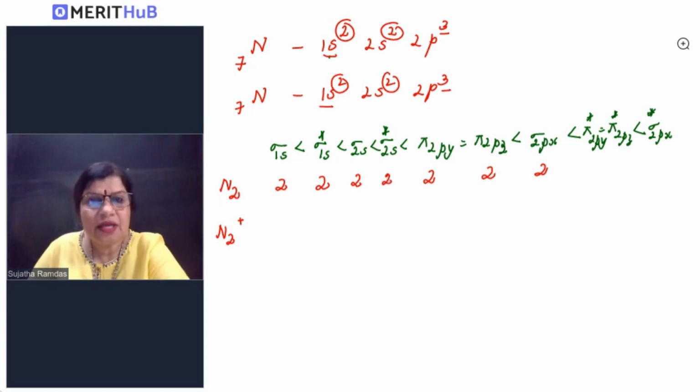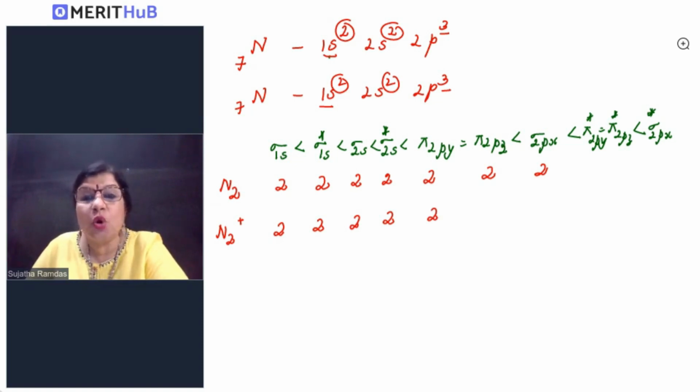As we discussed for nitrogen, 2 electrons fill up sigma 1s, 2 will fill up sigma star 1s, 2 will fill up sigma 2s, 2 in sigma star 2s. Okay, so now we have accounted for 8 electrons. We need to accommodate 5 more electrons in the available molecular orbitals. So if this is 2, this also has to be 2 because these are degenerate orbitals. 2 plus 2 plus 1. So we removed 1 electron from sigma 2px. Okay, so you have 1, 2, 3, 4, 5, 6, 12 plus 1, 13 electrons.